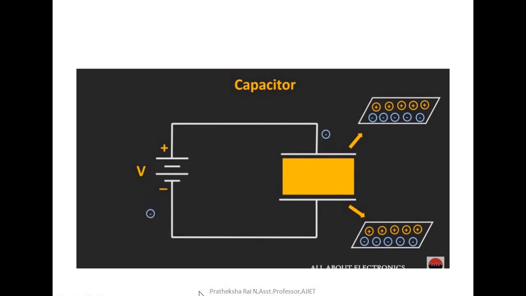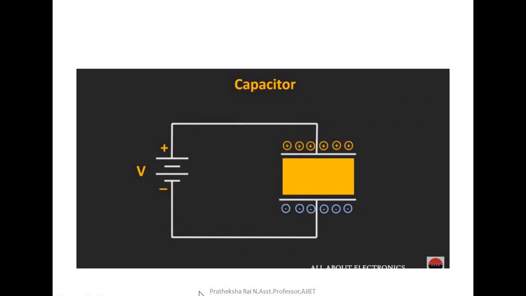Because of the dielectric material between the two plates, the electrons which are collected at the bottom plate of this capacitor are not able to cross this barrier. Because of that, you will observe that over a period of time, the electrons will get accumulated at the bottom plate of this capacitor. So over a period of time, the top plate will have a shortage of electrons while the bottom plate will have an excess of electrons.